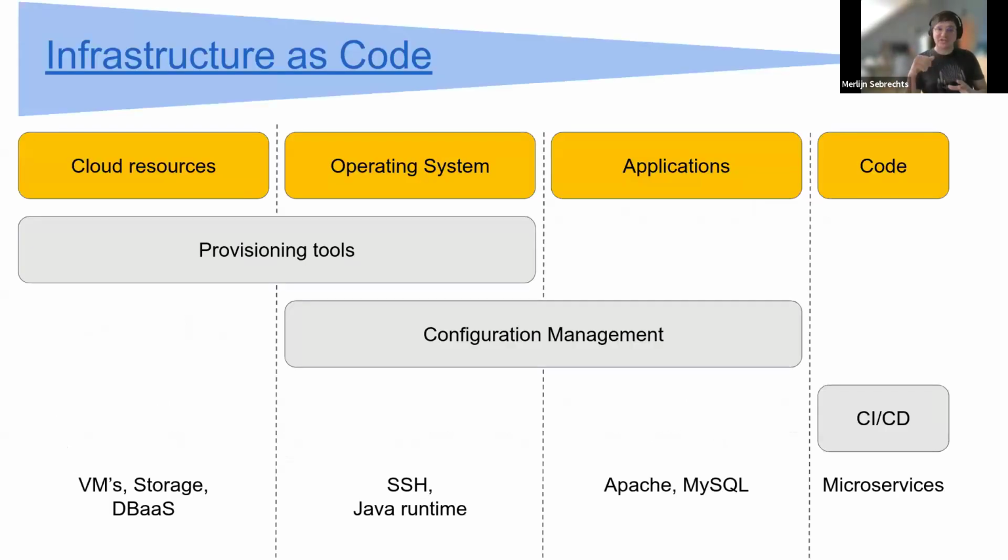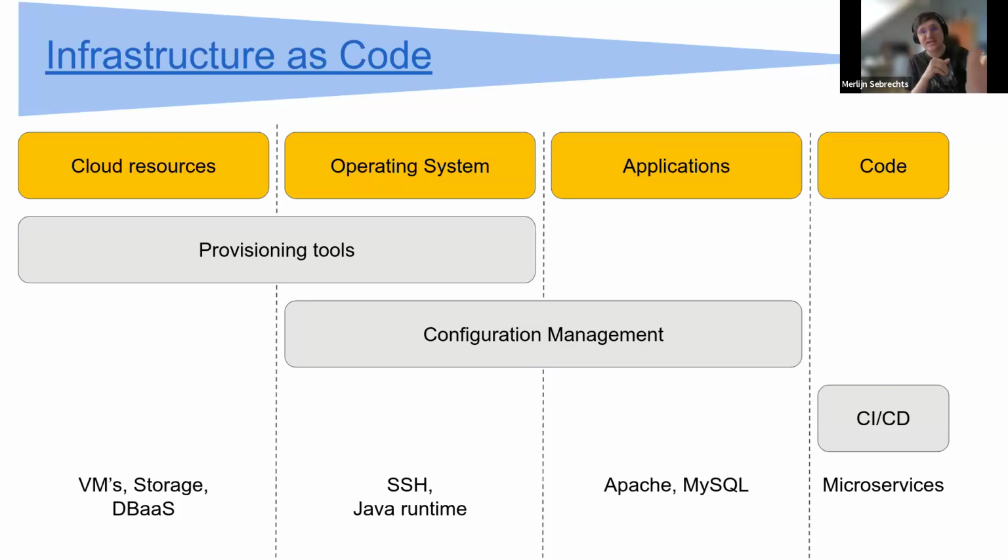And infrastructure as code is a very broad concept that goes from managing everything from the actual infrastructure, cloud resources, virtual machines, storage, database as a service solutions, to actually managing the code that you deploy.